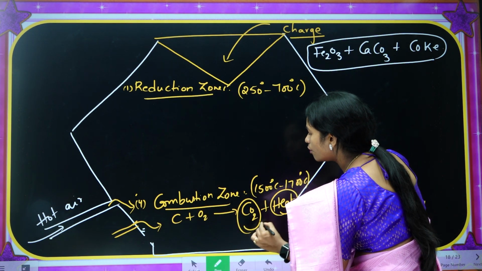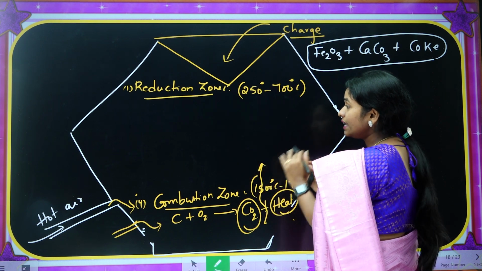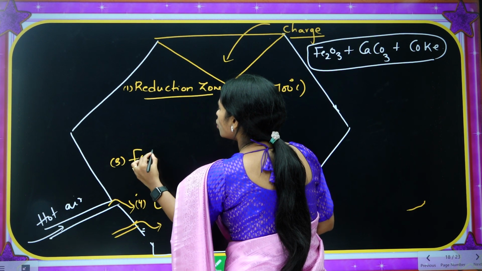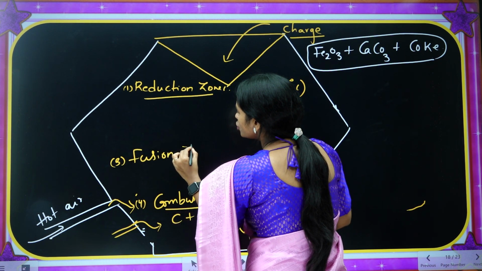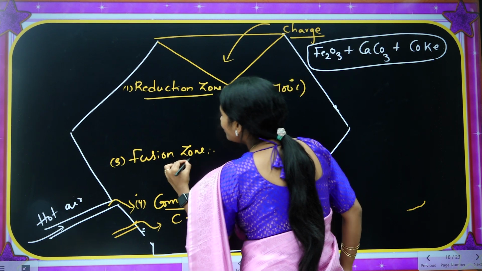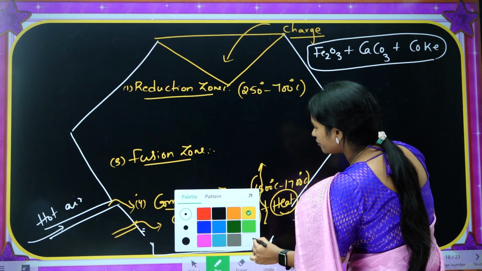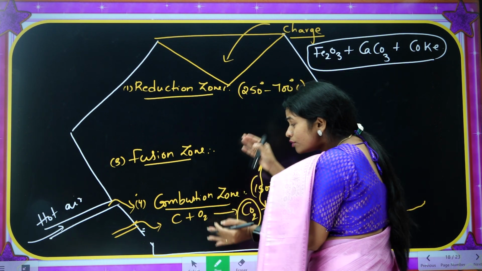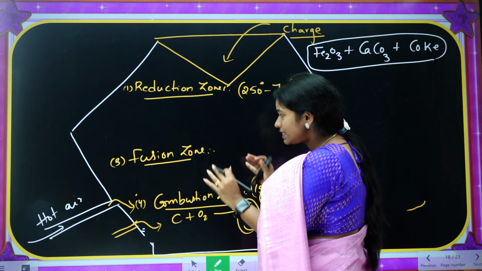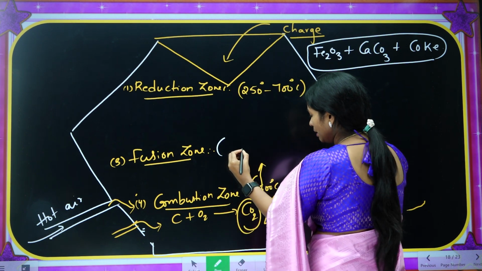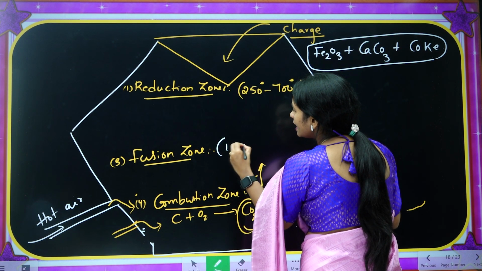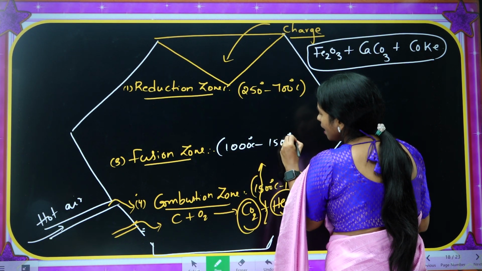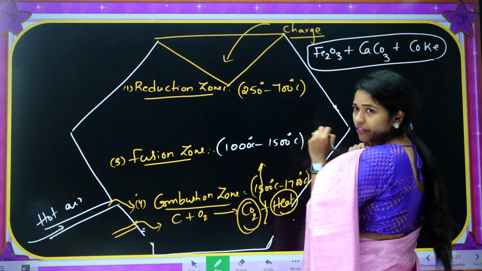Now these CO2 vapors go up. Then here one zone will be there, that is called the fusion zone or zone of fusion. I will tell you why it is called the fusion zone after some time. First, let me tell you what happens in this fusion zone. If you study like this, it will become very easy for you. This temperature zone will be around 1000 degrees Celsius to 1500 degrees Celsius.